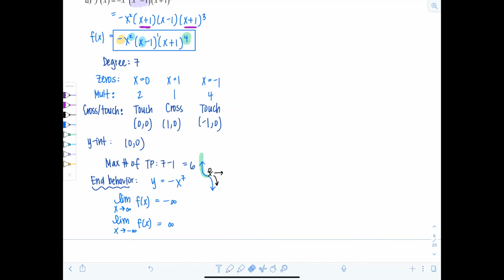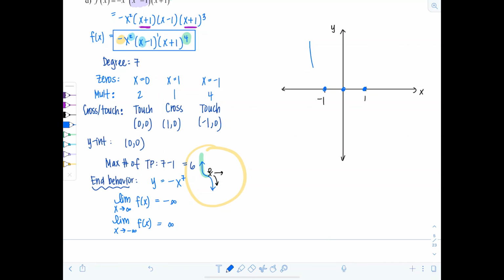Okay, beautiful. So let's put it all together. Oh, we have so many intercepts. This is going to be fun. Here's the y-axis. Here's the x-axis. I only need to put negative 1, 0, and 1 on there. So negative 1, 0, 0, 0, 1, 0. And remember, it's going to resemble negative x to the 7th. So I know as I approach negative 1, I'm doing it this way.